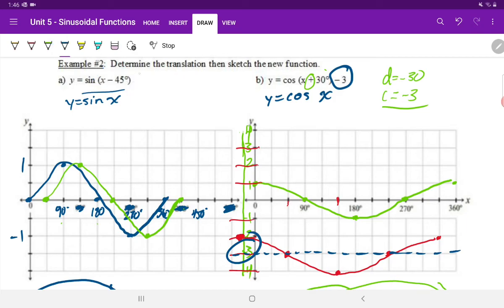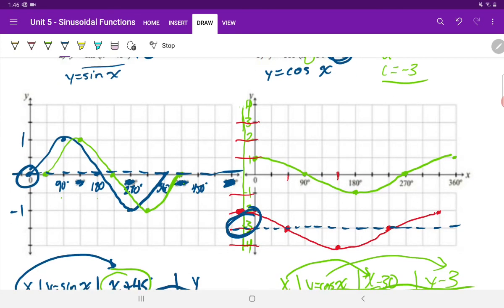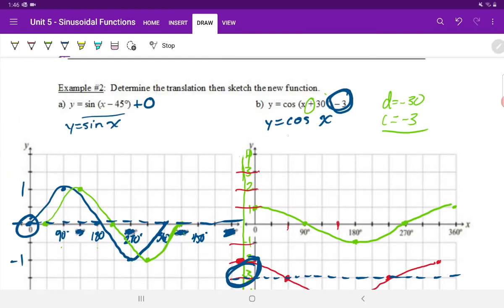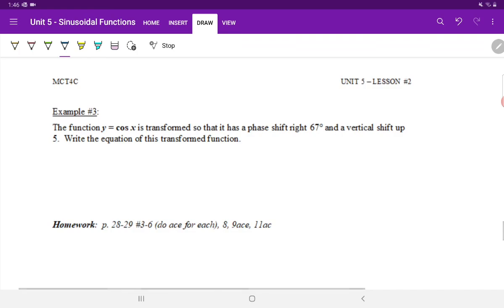What is the C value here? 0. And what's my equation of axis going through? 0. And here it was -3. And look at this, my EOA, that middle line, that average line, is going through -3. So make a little note that the EOA is equal to your C. Okay? All right, let's do one last problem.